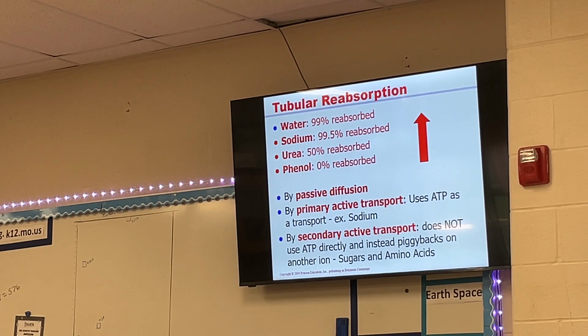Instead, what it's doing, it's kind of like taking active transport and then having another one piggyback and follow it. So you're using active transport, but another one hitches a ride and follows along behind the other one. So like you have sodium that's going through active transport, and then another one is going to follow along right behind sodium and hitch a ride with sodium, and that's secondary active transport. So sugars and amino acids are going to do the secondary active transport.